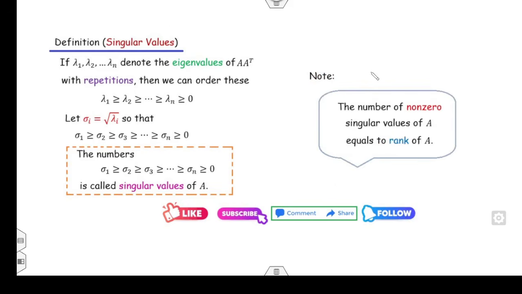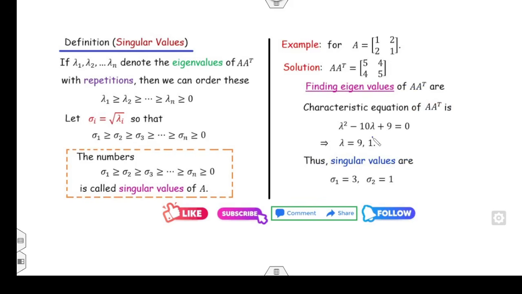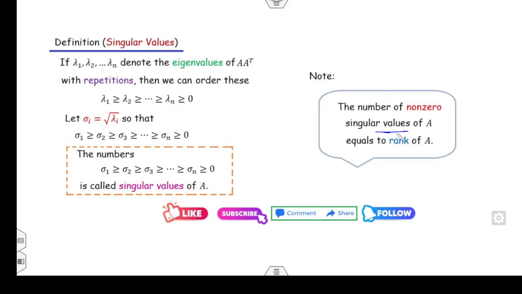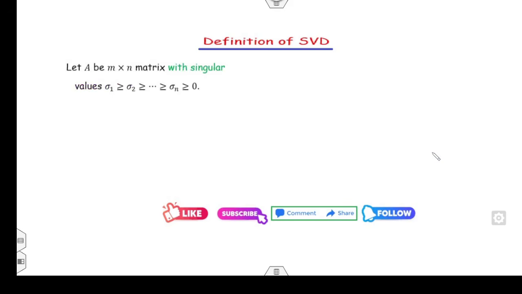Always remember that, because in this case the number of non-zero eigenvalues is 2. There are two non-zero eigenvalues. Hence, you can say the rank of the matrix is 2. So the number of non-zero singular values of A is equal to the rank of the matrix A.